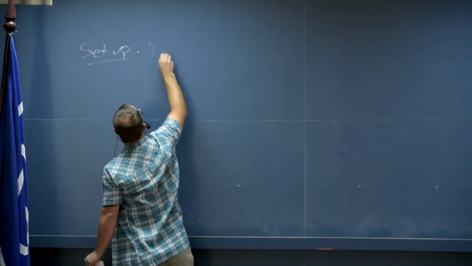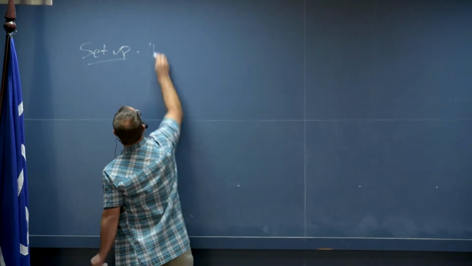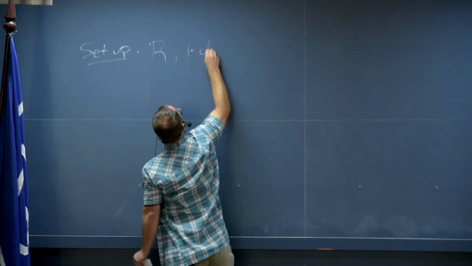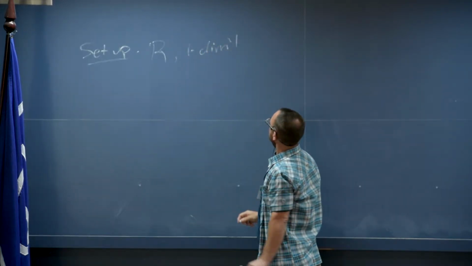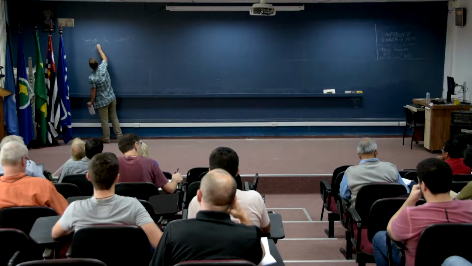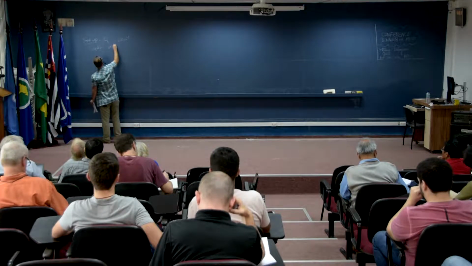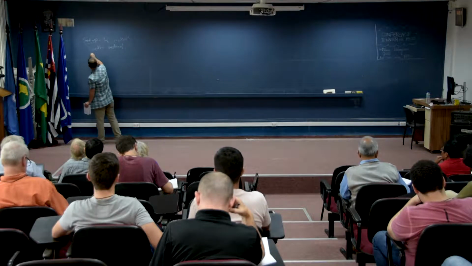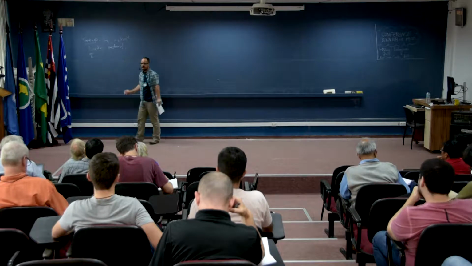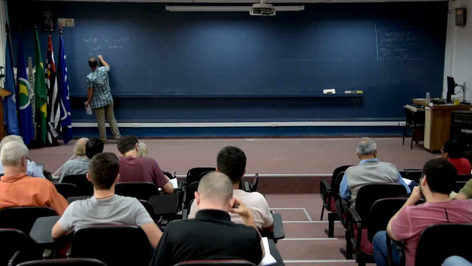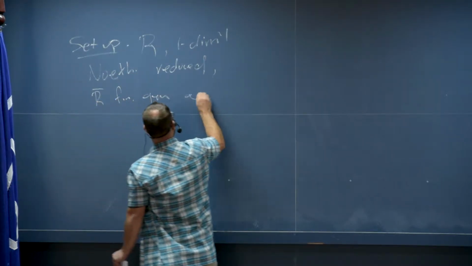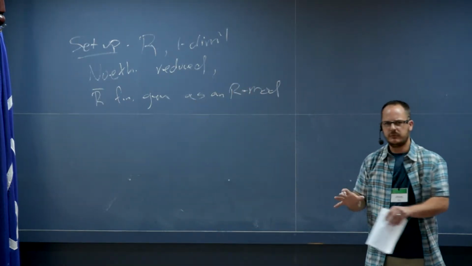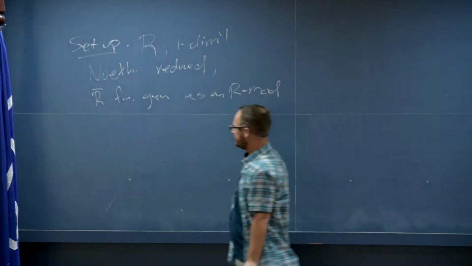Okay, so R is going to be one-dimensional, and I want it to be Noetherian, and reduced, so there are no non-zero nilpotents. And I want the integral closure in the total quotient ring to be finitely generated as an R module. So that's going to be our setup, and I'll put an extra restriction on things a little bit later.